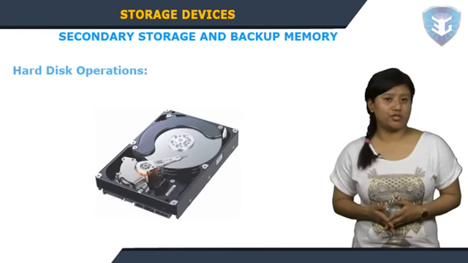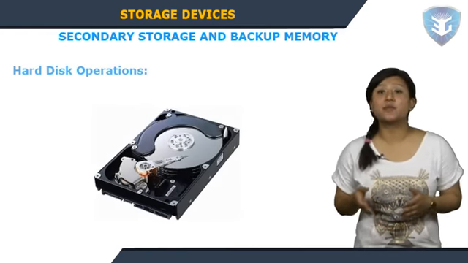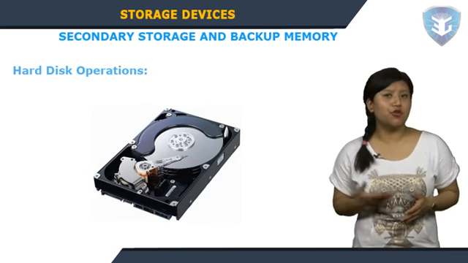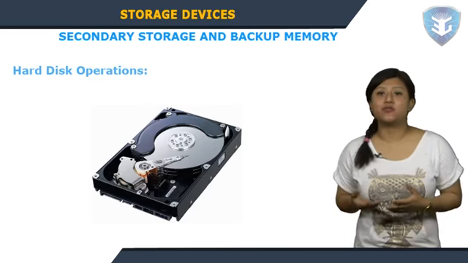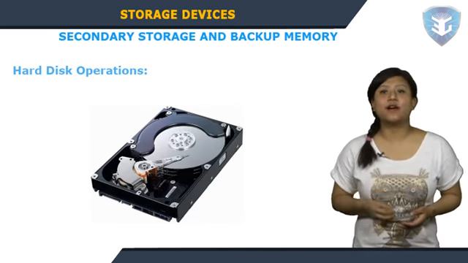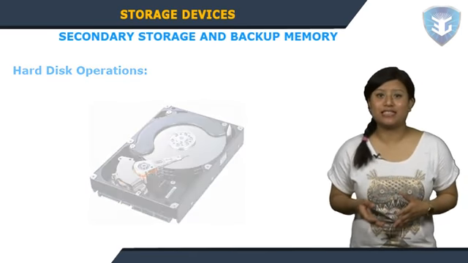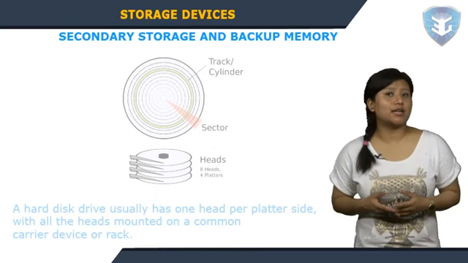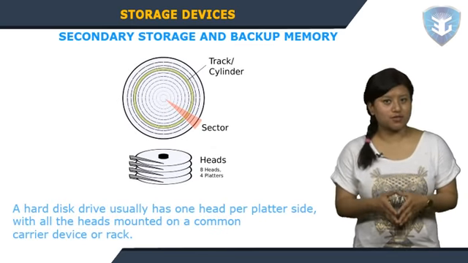Hard disk operations. The basic physical construction of a hard disk drive consists of spinning disks with heads that move over the disk and store data in tracks and sectors. The heads read and write data in concentric rings called tracks, which are divided into segments called sectors, which typically store 512 bytes each. A hard disk drive usually has one head per platter side, with all the heads mounted on a common carrier device or a rack.